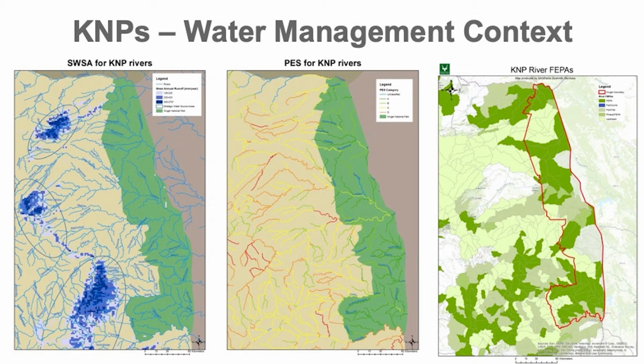On your far right, these are the FEPAs. I think you're mostly familiar with the freshwater ecosystem priority areas. Again, this gives us a good idea for planning purposes to actually show you in a national park that the big green blobs are, particularly for aquatic ecosystems, very important habitats that require conservation.